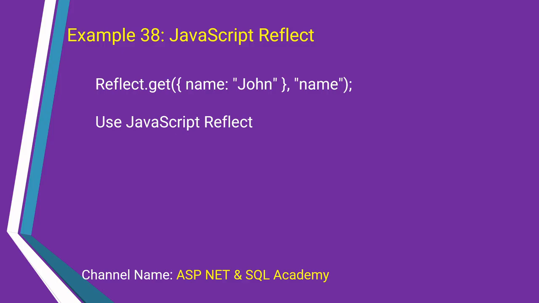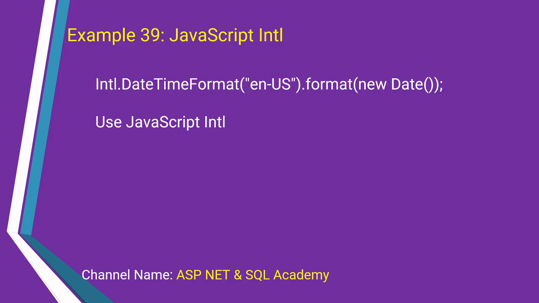Example 39. JavaScript Intl. Intl is a built-in object that provides methods for formatting dates, numbers, and strings according to the locale. We can use the Intl object to format a date according to the locale.